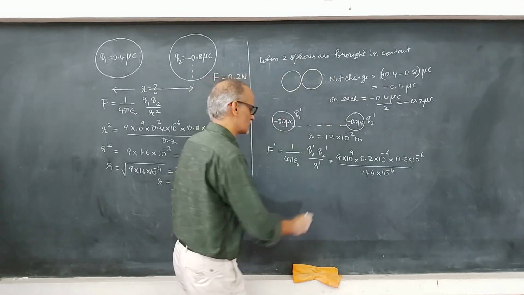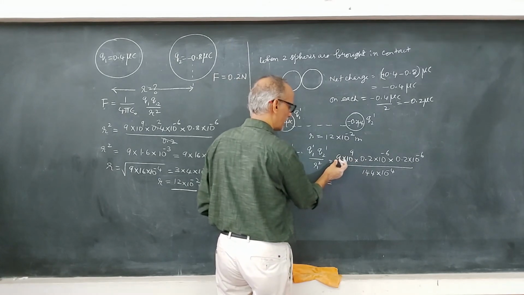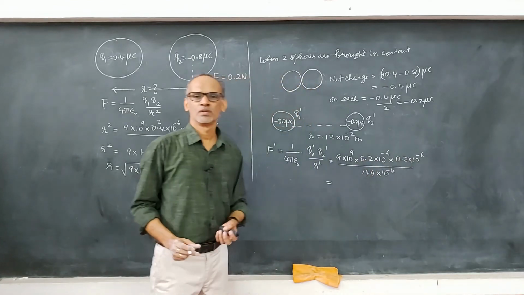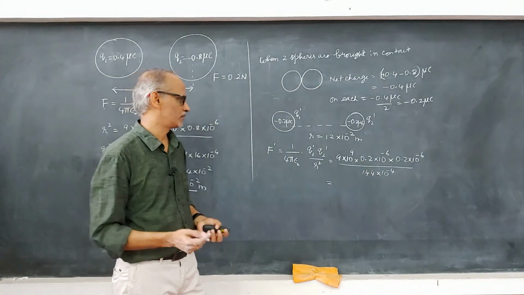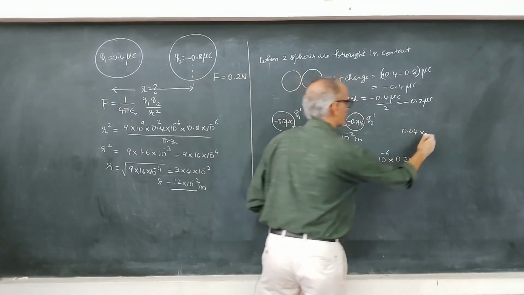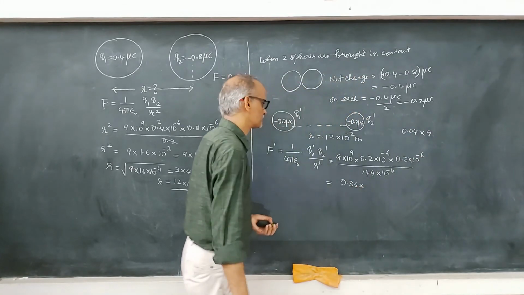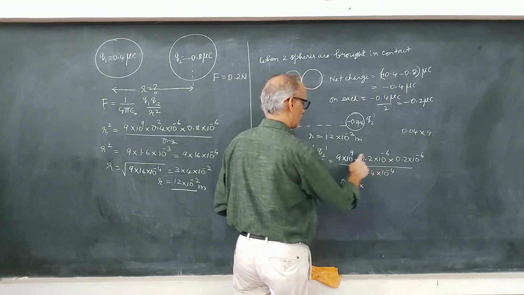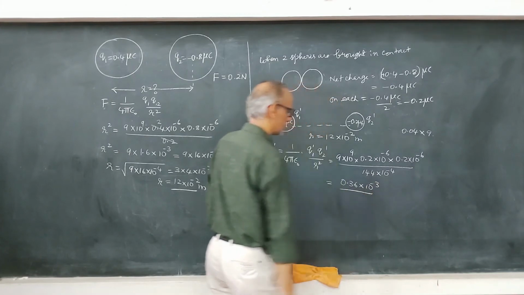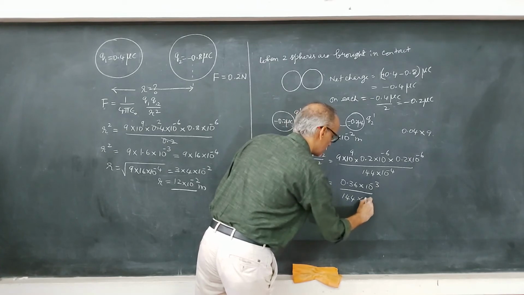Right, so let's simplify this. 0.2 into 0.2 is 0.04, into 9 will be 0.36. That will be 0.36 into 10 to the power 9 and again minus 12, so that will be 10 to the power minus 3, divided by 144 into 10 to the power minus 4. Correct?